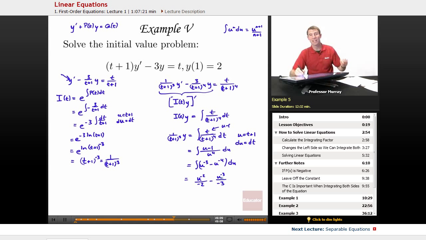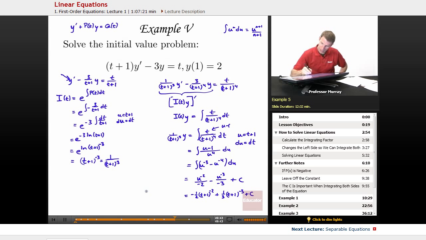Now, I just did the integration. Now is the step when I have to add the arbitrary constant. Not sooner, not later. It's got to be right now. So plus c here. And so if I turn that back into t plus 1, I'm going to pull this negative 2 out and make it negative 1/2 t plus 1 to the negative 2 plus 1/3 t plus 1 to the negative 3 plus c.